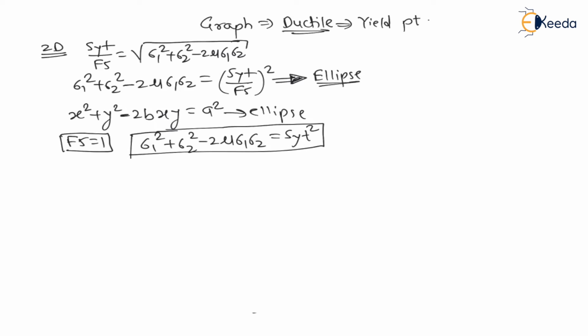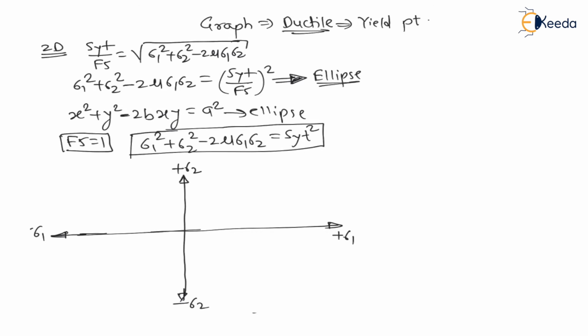Now we have to draw the graph. While drawing the graph, sigma 2 is taken on the y-axis, tensile sigma 2 upward and compressive sigma 2 downward, right? And sigma 1 on the x-axis, tensile towards the right and compressive towards the left, negative sigma 1. While drawing the graph, we have to see the major diameter and minor diameter of the ellipse.